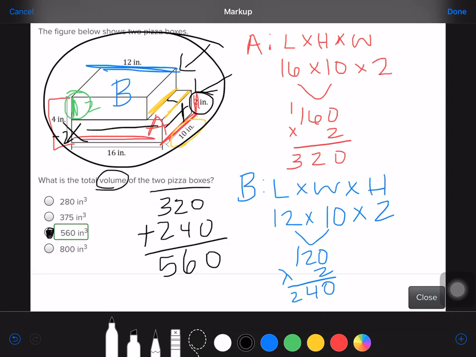Now, if you notice the little tiny 3s in all your answers, that just means cubed. Do not let that freak you out. Your answers are usually going to say cubic, or they're going to have an exponent of a 3. But that's what it means.